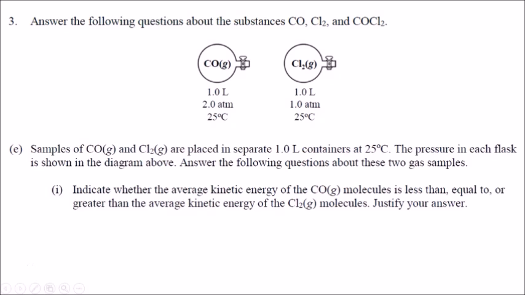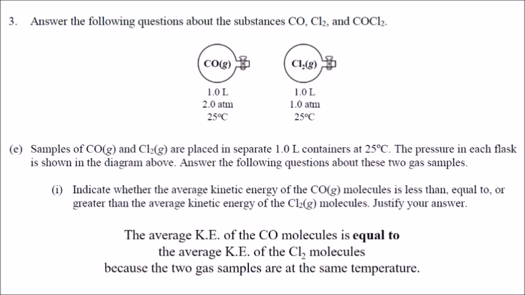The next part asks us to indicate whether the average kinetic energy of the carbon monoxide molecules is less than, equal to, or greater than the average kinetic energy of the chlorine molecules. Well, these two containers are at the same temperature, therefore the average kinetic energy of each gas is the same. So they are equal because they are at the same temperature.